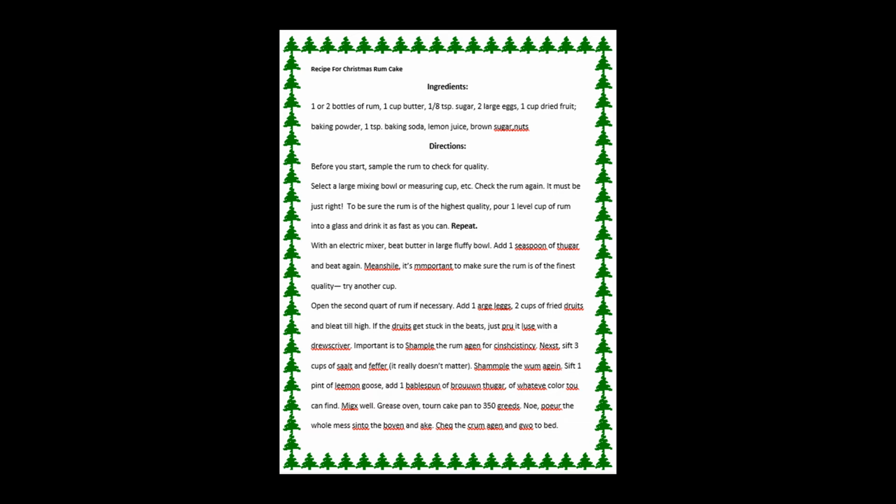So, recipe for rum cake. Ingredients: 1 or 2 bottles of rum, 1 cup of butter, 1 cup of sugar, 2 large eggs, 1 cup dry fruit, baking powder, 1 teaspoon baking soda, lemon juice, brown sugar, nuts.